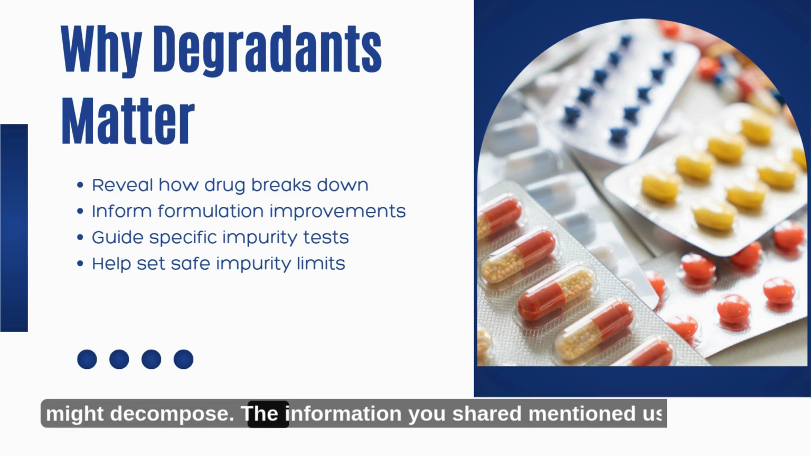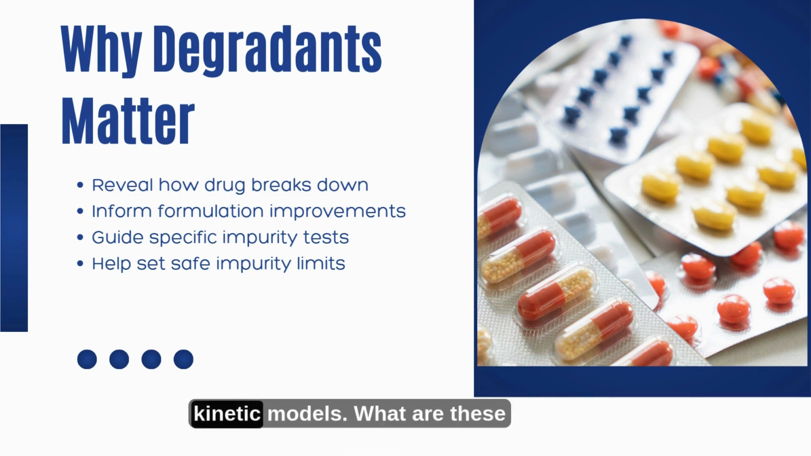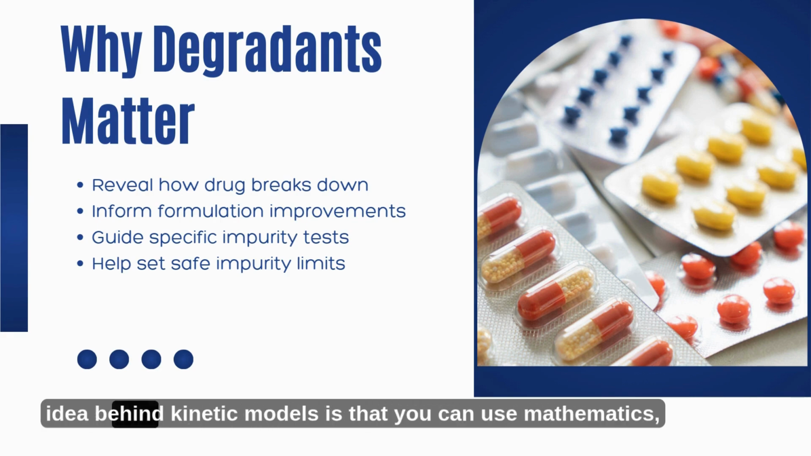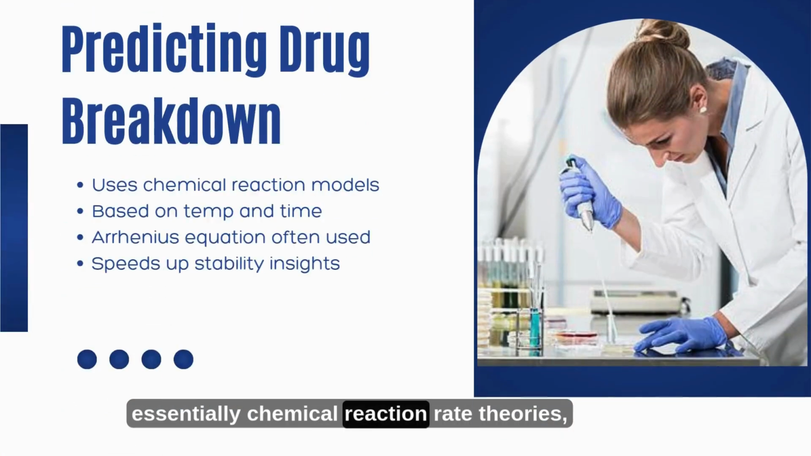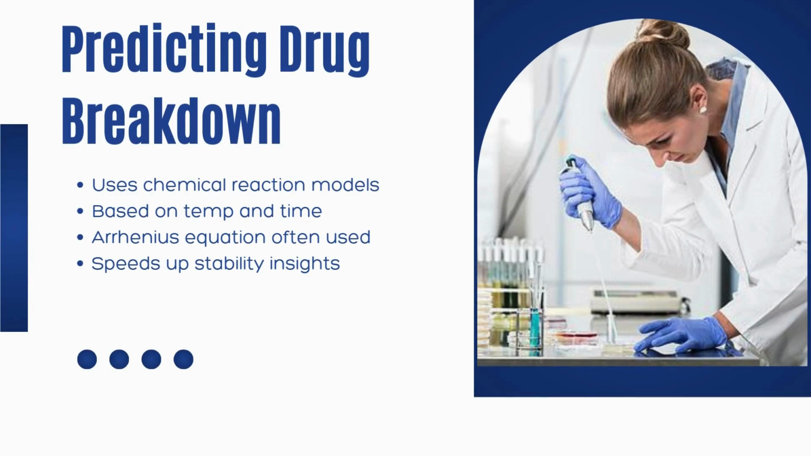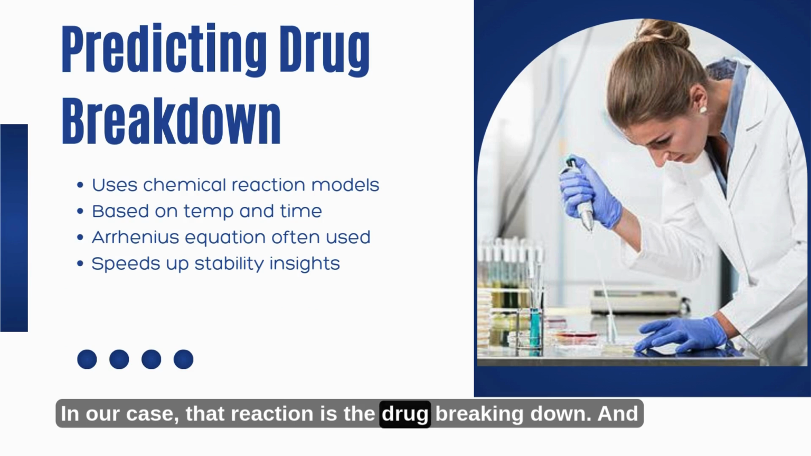Okay, so that leads us nicely to the idea of trying to predict how quickly a drug might decompose. The information you shared mentioned using kinetic models. What are these, and I guess why aren't they the only thing we need to rely on to figure out a shelf life? Right, so the idea behind kinetic models is that you can use mathematics, essentially chemical reaction rate theories, to predict how fast a chemical reaction will happen. In our case, that reaction is the drug breaking down.